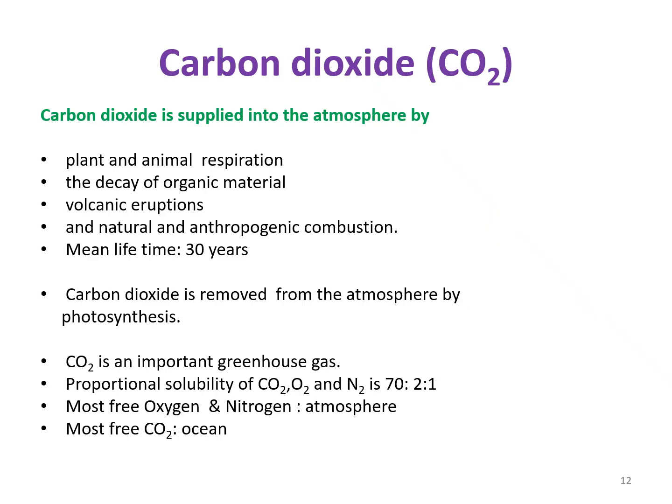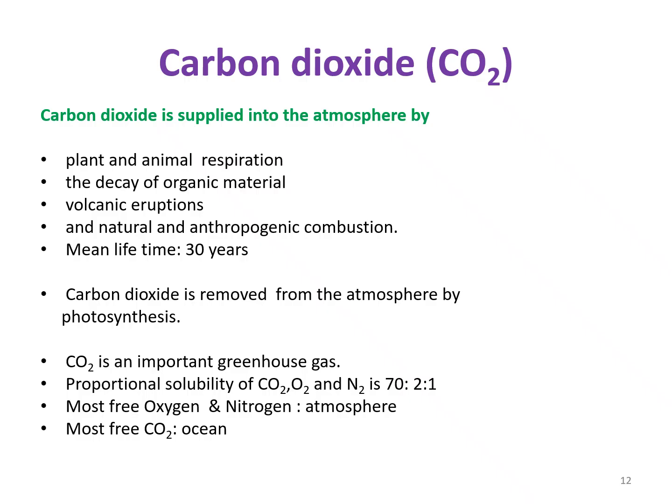Carbon dioxide is supplied into the atmosphere by various processes like plant and animal respiration, the decay of organic material, volcanic eruptions, and natural and anthropogenic combustion, and that's why the mean lifetime of carbon dioxide is around 30 years. Carbon dioxide, like oxygen, is involved in photosynthesis, but the main process controlling its concentration in the atmosphere is its solubility and reaction with water.